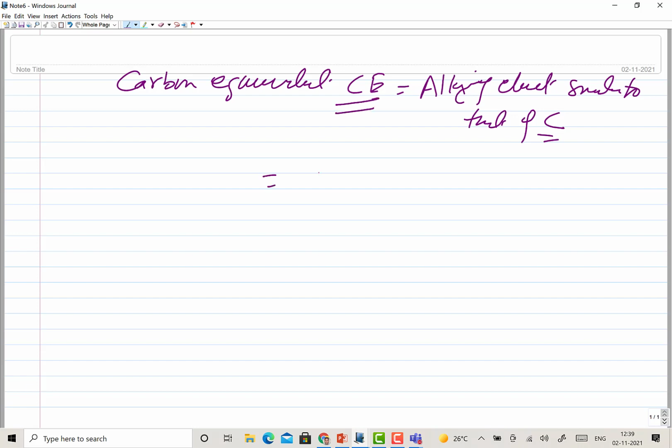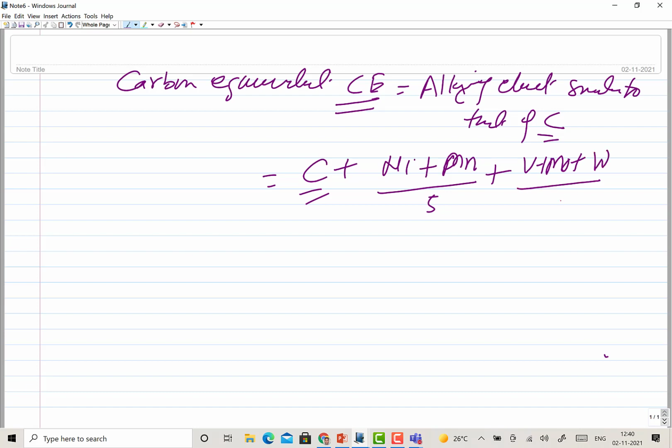There are multiple equations used for this calculation, which start with, say, carbon weight percentage plus chromium, plus nickel plus manganese. I am not sure of these equations exactly, so let me see if I can show you, or I can share them with you later. Nickel plus manganese, I believe, divided by 5. Then there are vanadium, molybdenum, and tungsten, I believe divided by 6, and then copper, plus one more alloying element.